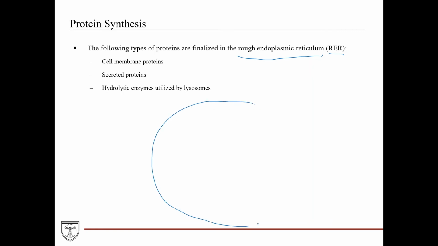So if we draw a cell here, this is our membrane. We're going to have a ribosome here. Here's another ribosome, and then we have an mRNA being read here, and then you have a polypeptide chain like this being produced.